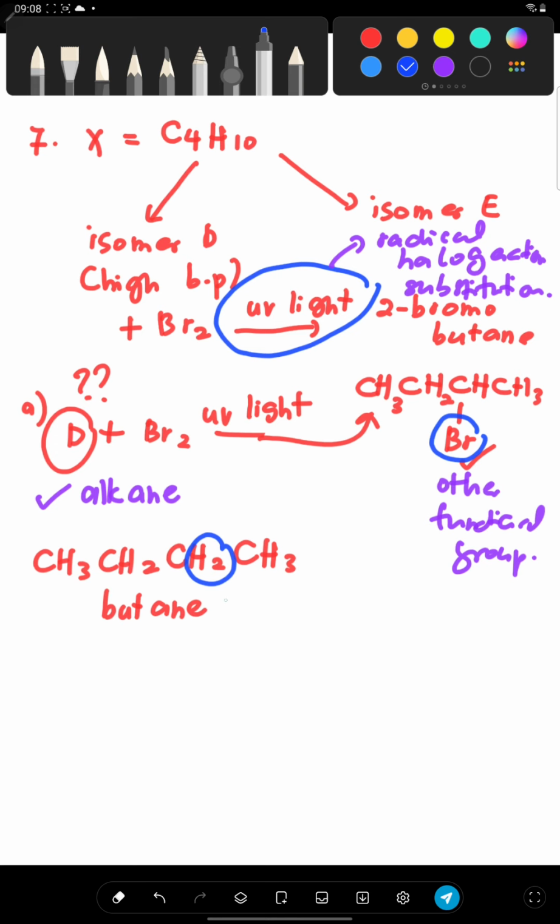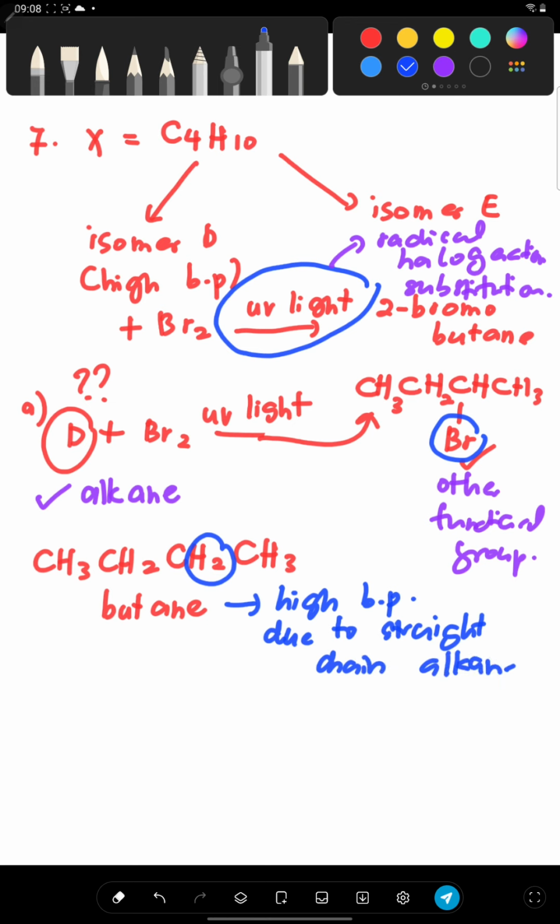And the question asks you to illustrate and indicate the IUPAC name of isomer D. And the IUPAC name is butane. And for isomer E, of course isomer D is known to possess higher boiling point. Why does it possess higher boiling point? Because it is a straight chain. High BP due to straight chain alkane.